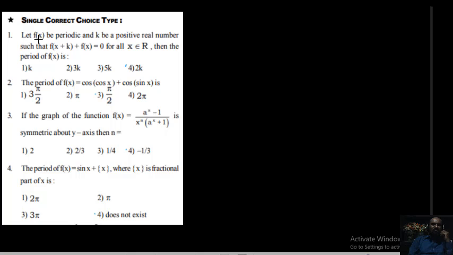Here is the first problem. f(x) is a periodic function, but you don't know what its period is. Let k be a positive real number such that f(x + k) + f(x) = 0 for all x belonging to R. Then we have to find the period of f(x). What is given is f(x + k) + f(x) = 0, and this rule holds for all real x.